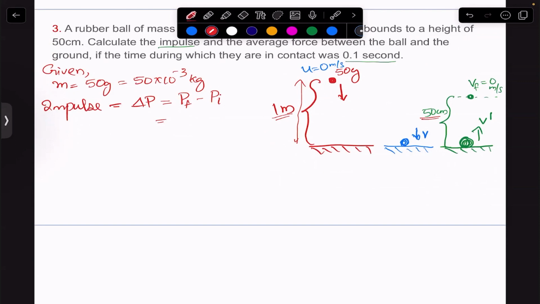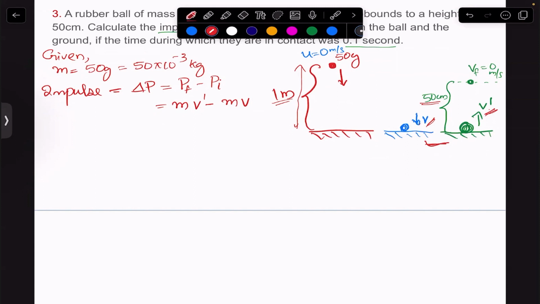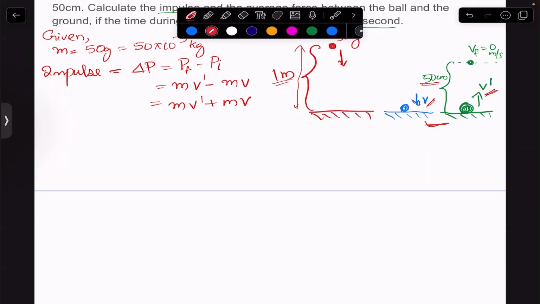We have to think about these two velocities, V dash and V. In the final momentum is M times V dash, and the initial momentum is M times V. Between these two situations we are calculating the change in momentum. We know that V and V dash have opposite signs, because one is going towards the floor and the other is coming towards the ceiling. So that means MV dash plus MV. Now, since the mass of the object is constant, we can take M common, V dash plus V.